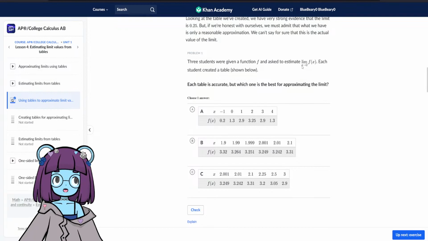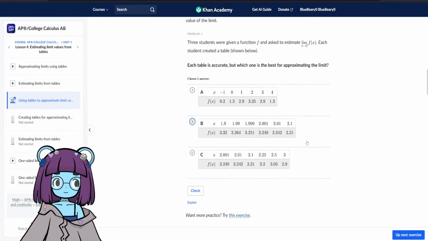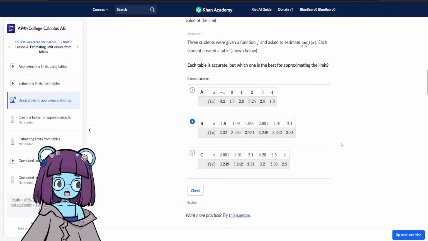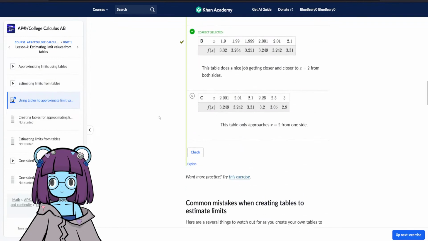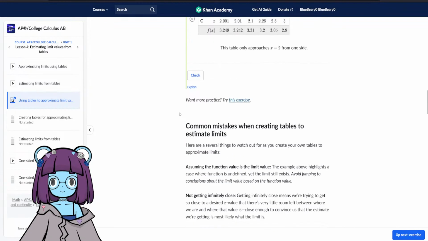So we need to find it when it approaches 2. This is not great because it's very far away and in big increments. This only has one side. We need it from both sides, so the answer should be B. This table does a nice job getting closer and closer to x equals 2 from both sides.